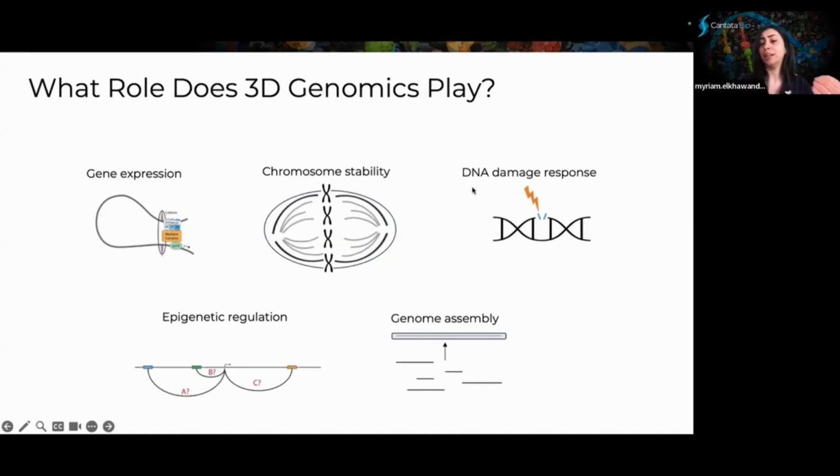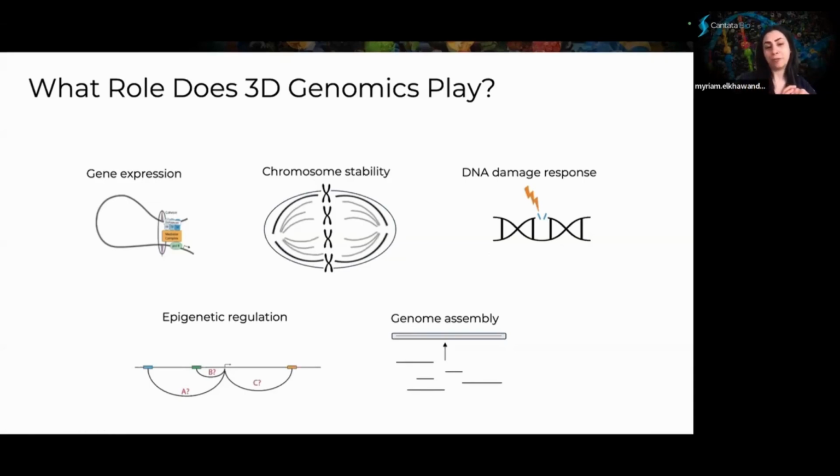It also helps the cell respond to DNA damage. So it makes it easier for those repair proteins to access the damaged site and repair it. It also plays a role in epigenetic regulation. So this chromatin remodeling, which is this dynamic change in the chromatin folding, is one of the epigenetic regulation mechanisms. It's going to make it, again, easier or more difficult for the transcription machinery to access a DNA site. And this is how it's going to regulate gene expression. This is more from an active standpoint of what role 3D genomics plays in cell biology.